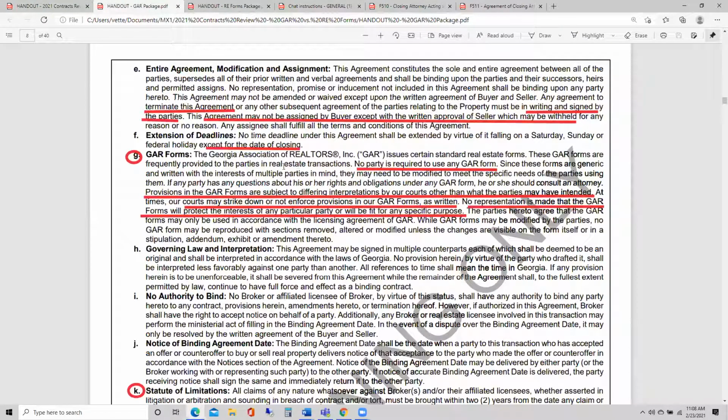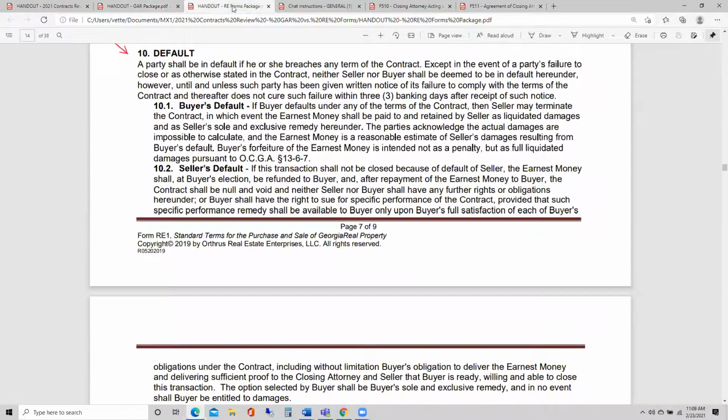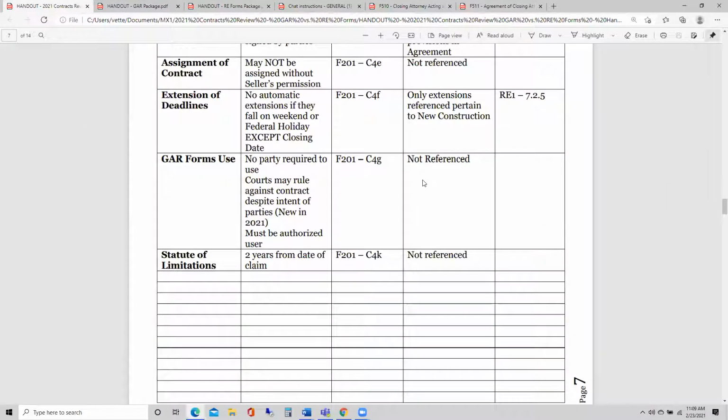So in other words, if you're binding under the GAR contract package and you didn't look at a calendar and you have a closing date scheduled for, let's say, President's Day, and that is a federal holiday, it automatically gets extended to the next business day. If, however, your due diligence ends on a Sunday, or any other contingency time frame, if it falls on a weekend or a federal holiday, that's where it ends. Again, the RE forms contract package does not address that.